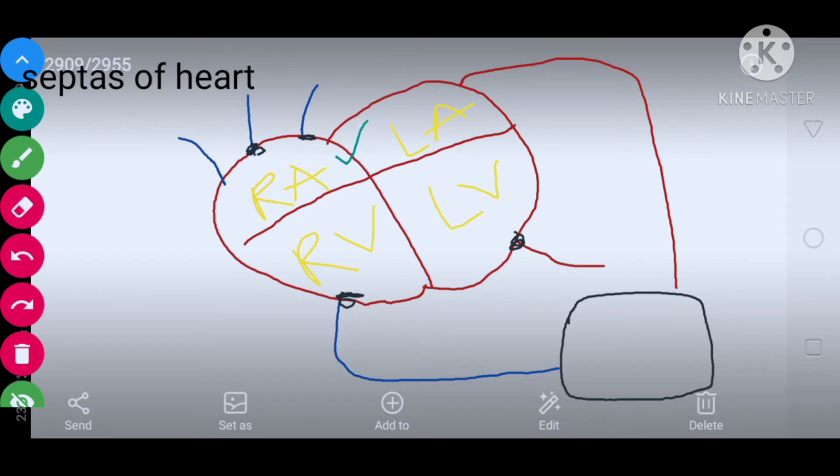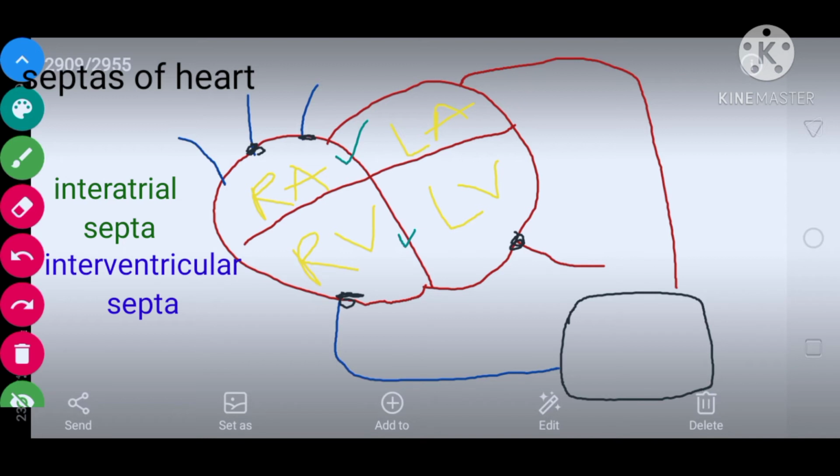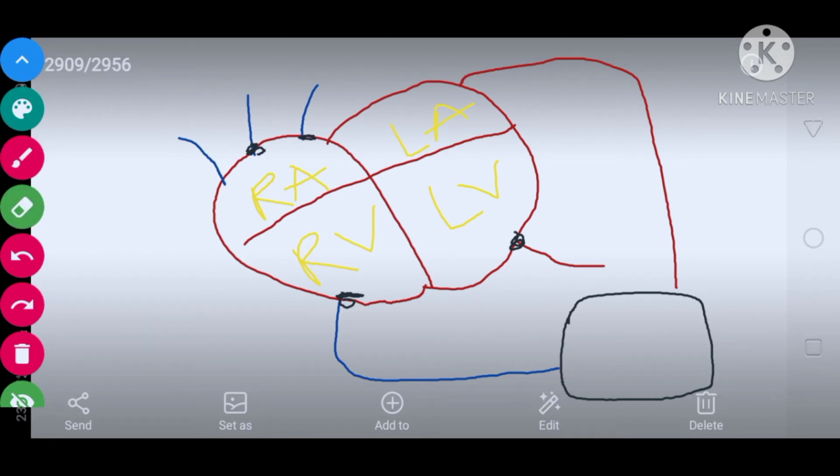In between the two atria, there is the interatrial septum, whereas in between the two ventricles there is the interventricular septum. The interventricular septum is quite bigger in comparison to the interatrial septum, whereas the atria are separated from the ventricles by the atrioventricular septum, which is thick fibrous tissue. The atria and ventricles are also continuous with each other, but they are guarded by certain valves.